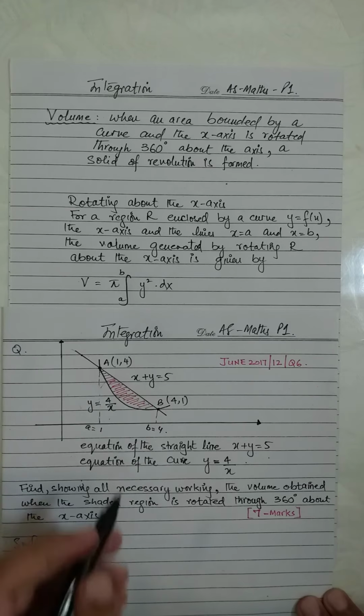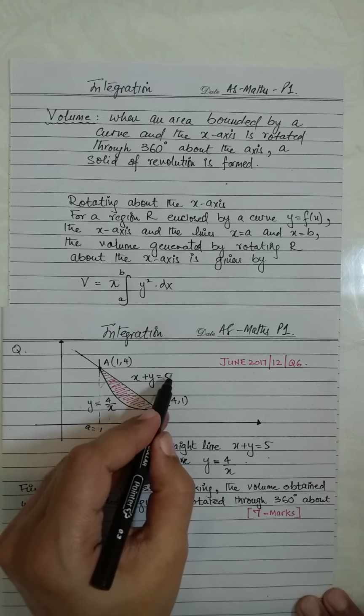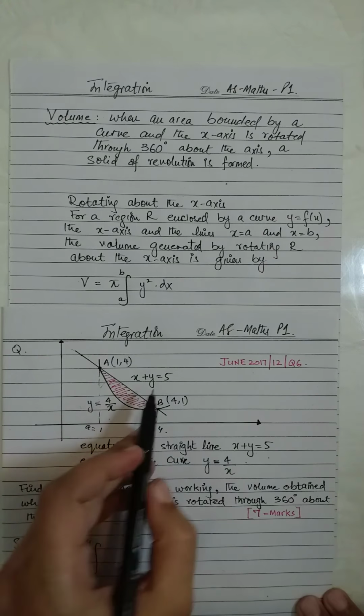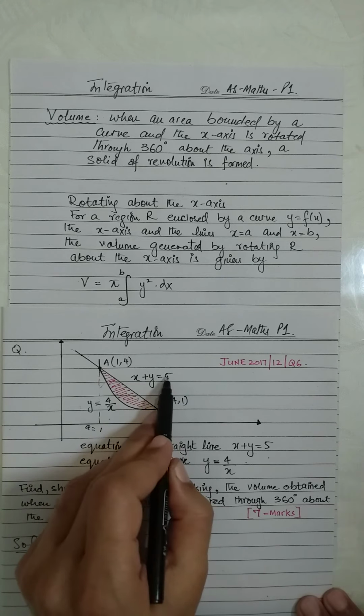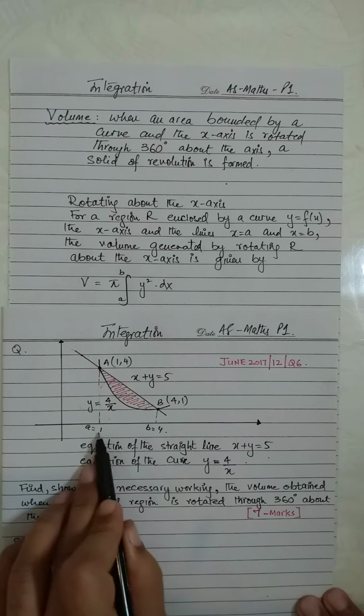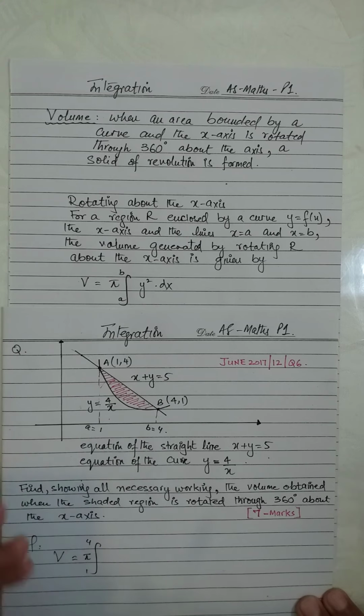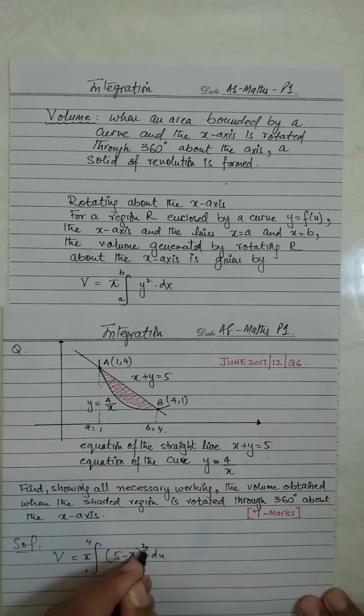My first equation will be y is equal to 5 minus x. I will make y the subject and get my equation in terms of x, since I'm taking the limits of x on the x-axis. So that is the integral of (5 minus x) dx, whole thing squared. So you're squaring it, applying the limits, multiplying by pi.